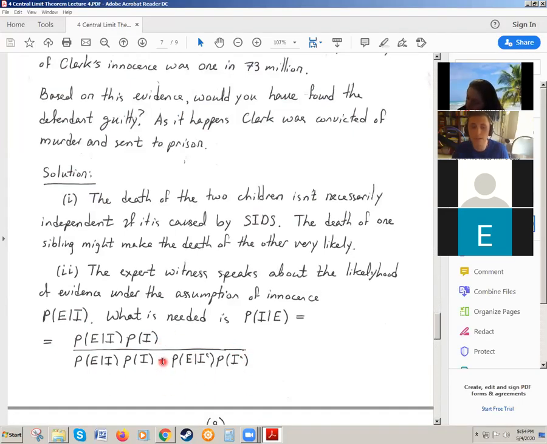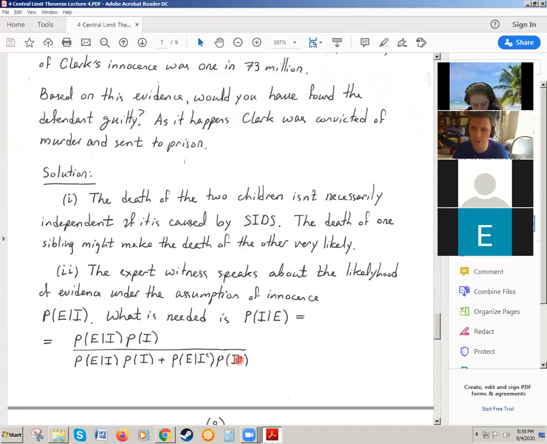So notice what can happen here, right? The probability of the evidence given that Clark is guilty of murder would be almost 100%, maybe even 100%. So this number you can just assume is equal to 1. So what can truly happen? The question is, what is the initial probability of innocence? What's the probability a mother will kill 2 children? This probability is very small.